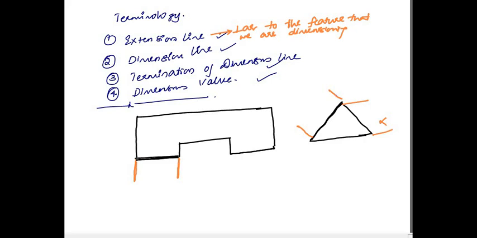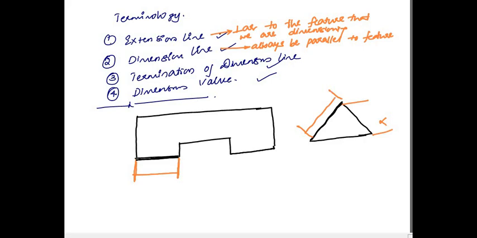Understand? The second one is the dimension line, and this dimension line should always be parallel to the feature that we are dimensioning. Parallel to the feature of the object or the line that we are dimensioning. So when I want to dimension this particular line here, I will draw a line parallel to this. Same is the case here in the triangle. I have to draw a line parallel to the line that we are dimensioning.